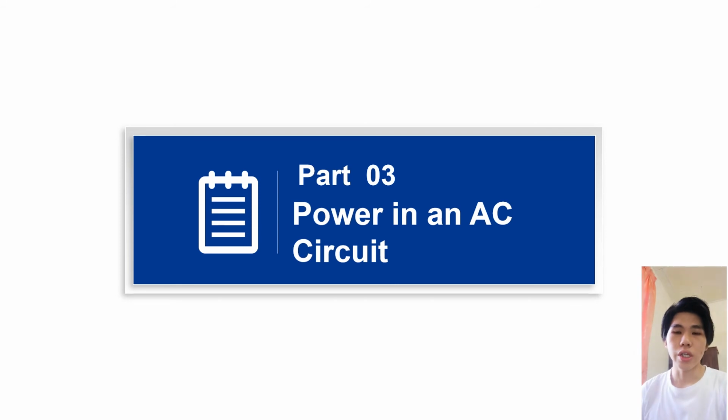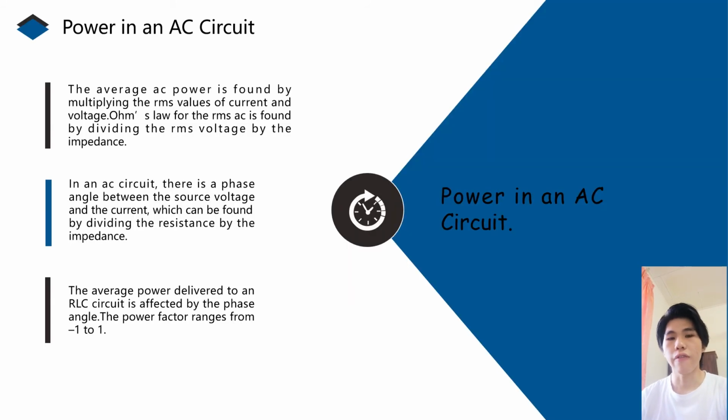Part 3 is the power in an AC circuit. The average AC power is found by multiplying the RMS values of current and voltage. Ohm's law for the RMS AC is found by dividing the RMS voltage by the impedance. In an AC circuit, there is a phase angle between the source voltage and the current, whose cosine can be found by dividing the resistance by the impedance. The average power delivered to an RLC circuit is affected by the phase angle. The power factor ranges from -1 to 1.